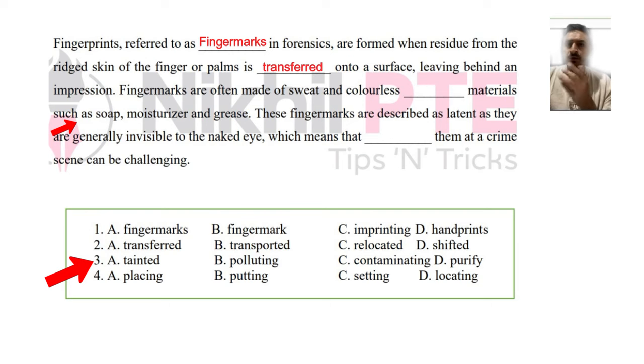Let's say we don't know what tainted is, leave it. Polluting, related to pollution. So if I put polluting here, then how will soap come as an example, because we are using soap in our daily life? If it is polluted, then why would I use the soap? So this option will never come here. Moving to purify.